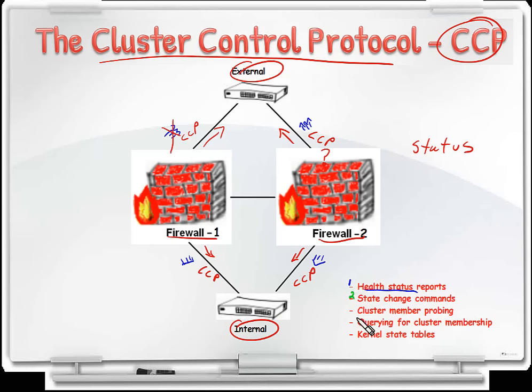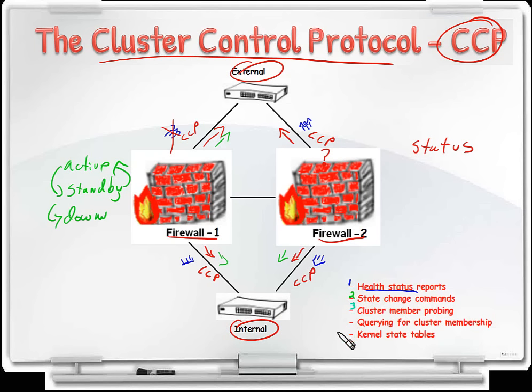Number 2, the clustering control protocol is sending state change updates. And so if you have an active machine and the active machine wants to go into the standby mode, it will send these updates. Or if you have a standby machine and it's trying to become the active, the standby machine will update all the members that it's now coming up as the active machine. Or you might have a cluster member that's going down, and so the clustering control protocol will notify all the members that it's going down and leaving the cluster.